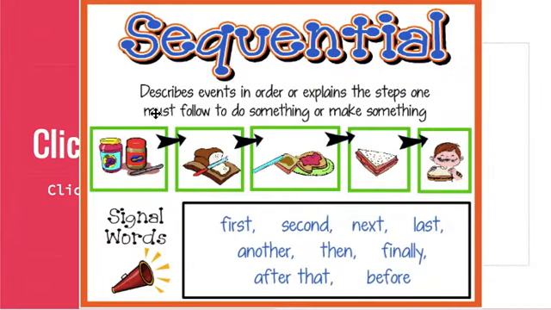A sequential story describes events in order or explains the steps you have to follow to do something or make something. Obviously, over here we've got a peanut butter and jelly sandwich. You wouldn't start out eating the bread and then spooning peanut butter and jelly in your mouth and then mashing it all together with your teeth. There's a specific order of events you follow. And there's some keywords down here that tell us when we're moving from one step to another. Like first, second, next, last, finally, after that, before. Just kind of like when we're doing summary and you say first, next, then, and last. That's helping you sequence the events.